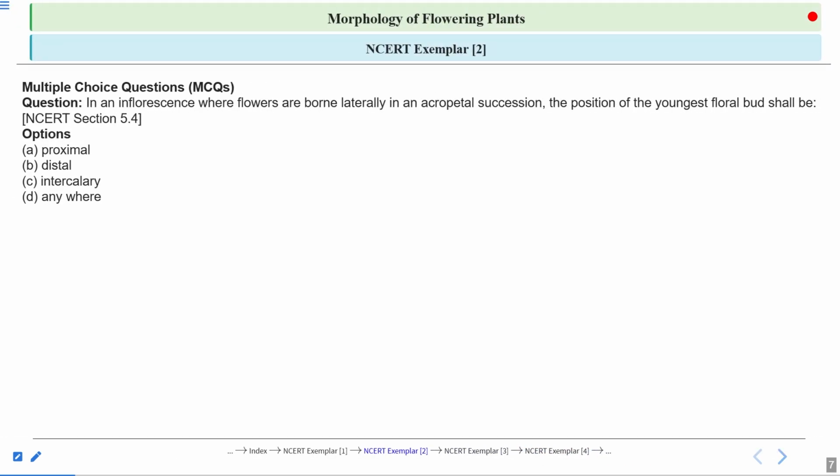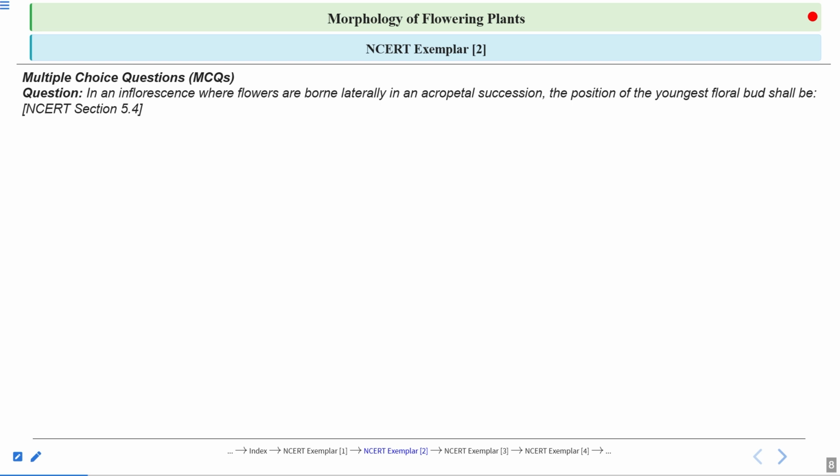The next question is here. In an inflorescence where flowers are borne laterally in acropetal succession, the position of the youngest flower bud shall be. This question is coming from the NCERT section 5.4, right? So options are A, proximal, B, distal, C, intercalary, and D, anywhere. So let us see the answer of this question. This is the question, and the correct answer is B, distal end.